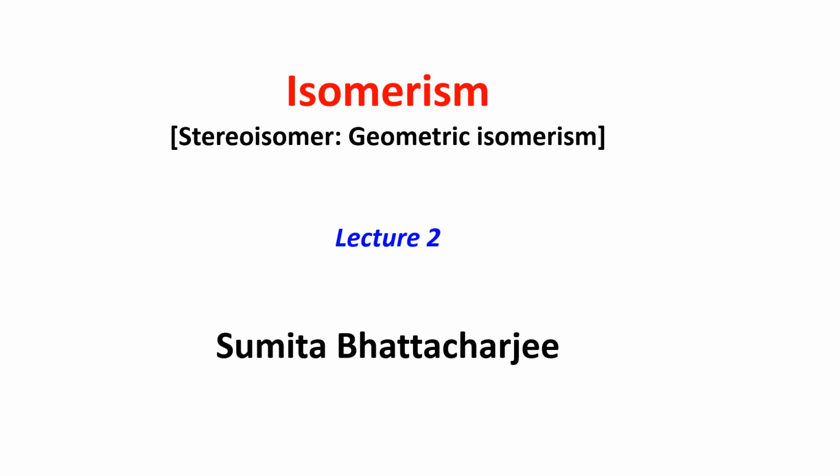In lecture 1, we have done structural isomerism. As we know, stereoisomerism has two parts, geometrical isomerism and optical isomerism. In this lecture, we will be doing geometrical isomerism.